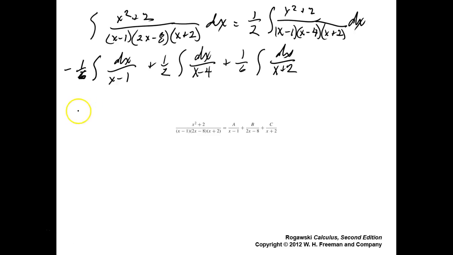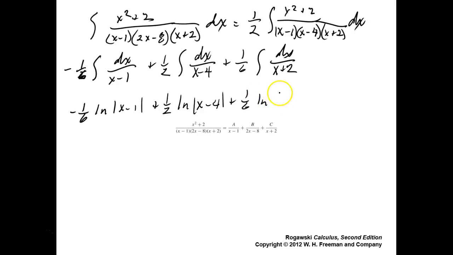So that leaves us a negative 1/6 times the ln of x minus 1, plus 1/2 times the ln of absolute value, plus 1/6 the natural log of x plus 2. Okay, and then you have a plus c. Exactly.